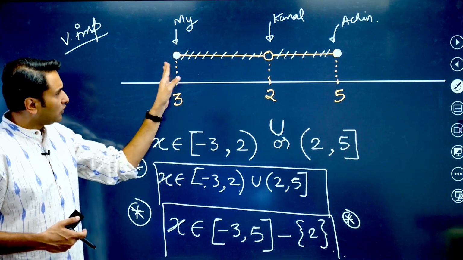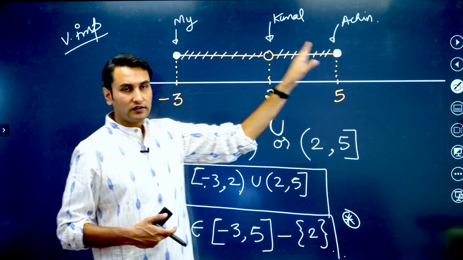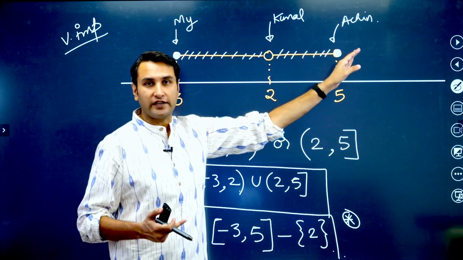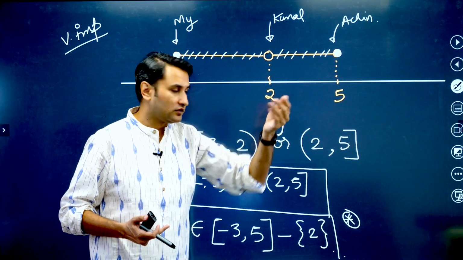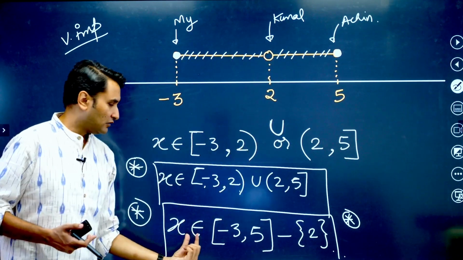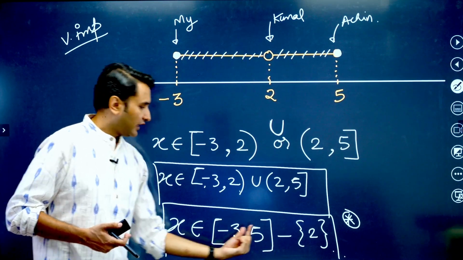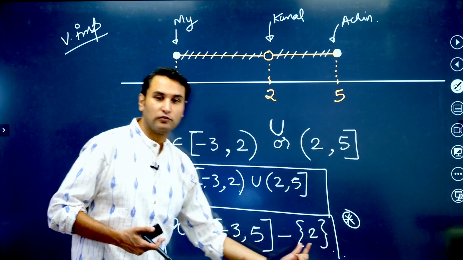Other way: let's cover the entire area. While saying, I will search the entire area, no, I will remove from that what? Kunal's house. So how do you say this? Mama, I will search the entire area except, minus, Kunal's house. Both are correct.